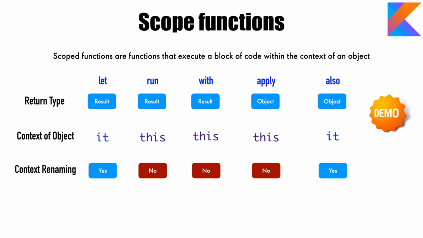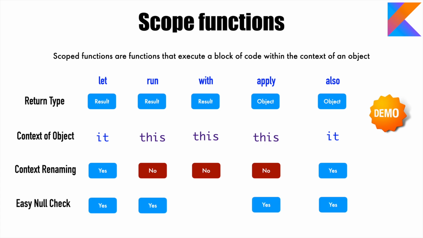There is one more minor part that you need to understand, that is whether null check is possible or not. What do you mean by null check? If the object is of nullable type, can I put a null check using these scoped functions? In case of let, run, apply, and also, you can do that. You can put a null check. But however, with respect to with, you can't do that. I will show you why it can't be done. So let's have a very quick demo.